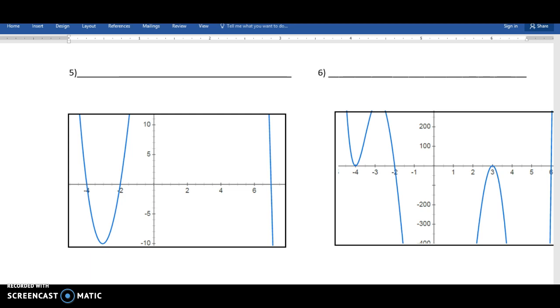But if all of this was upside down, like if this was a bounce this way and then a cross, and then a bounce, and then a cross, maybe bottom, what would you have to do? Negative. You'd have to tack on a negative to the front.